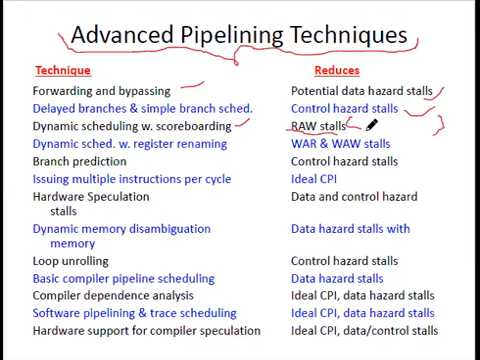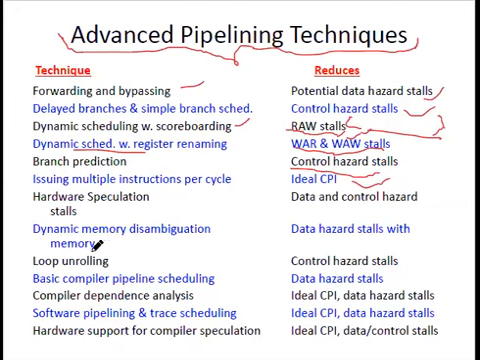Data hazards are handled by using a new algorithm. Then we have dynamic scheduling with register renaming, which handles WAR and WAW stalls, that is write after read and write after write stalls. There are two stalls. Then we again have branch prediction, which reduces control hazard stalls. Issuing multiple instructions per cycle reduces the ideal CPI. Then hardware speculation handles data and control hazards.